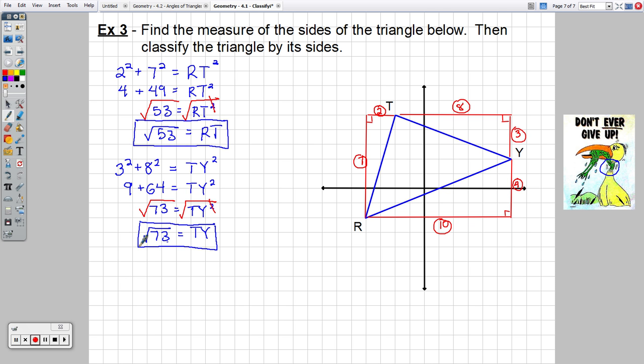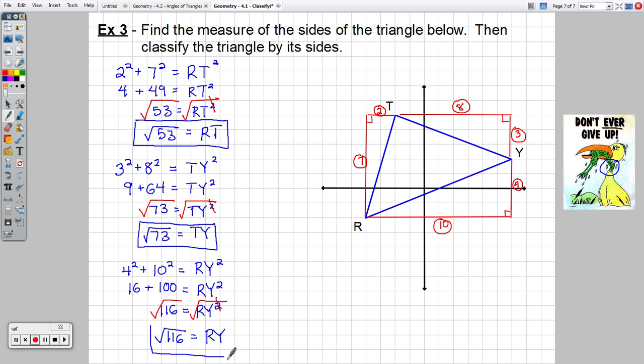And let's see, this last one we have RY. So I can say that 4 squared plus 10 squared equals RY squared. YR squared would work just as well. You've got 16 plus 100 equals RY squared. That's 116 equals RY squared. Take the square root of both sides once again. Taking the square root thrice. 3 times we did that. And I love that word, thrice. It just sounds cool. So RY equals the square root of 116.